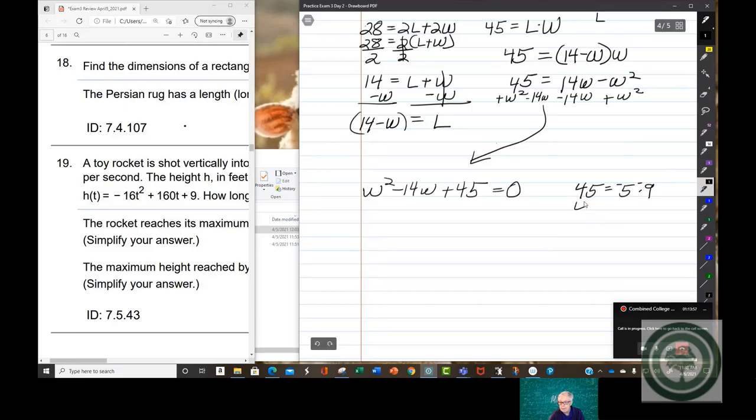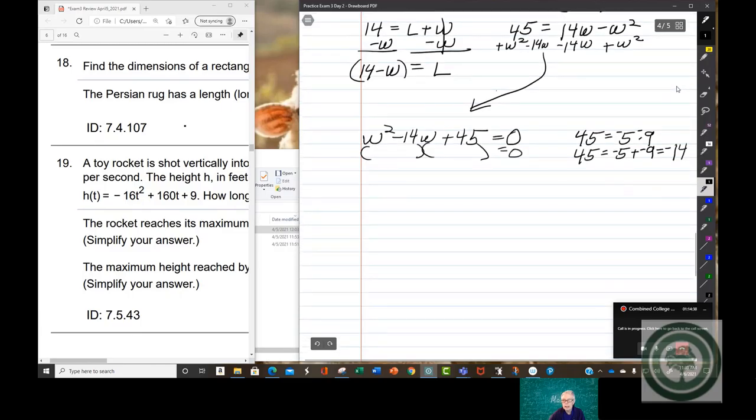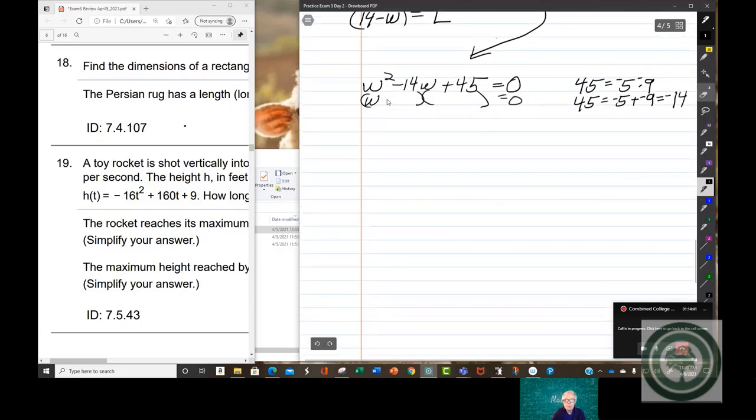45 equals 5 times 9, but it's positive, so it also equals negative 5 times negative 9. And negative 5 plus negative 9 is negative 14, the middle term, the B number. Why am I writing 15? 14. Doggone it. All right, so boom, boom, boom, boom equals 0.